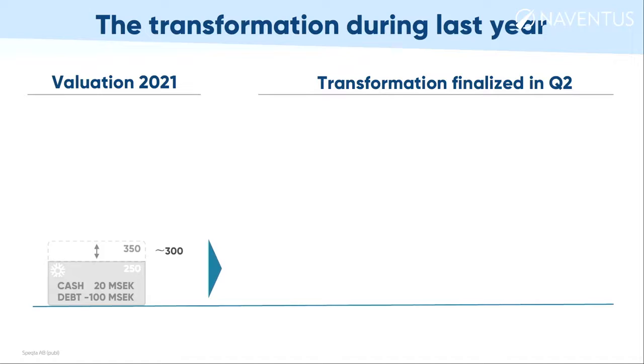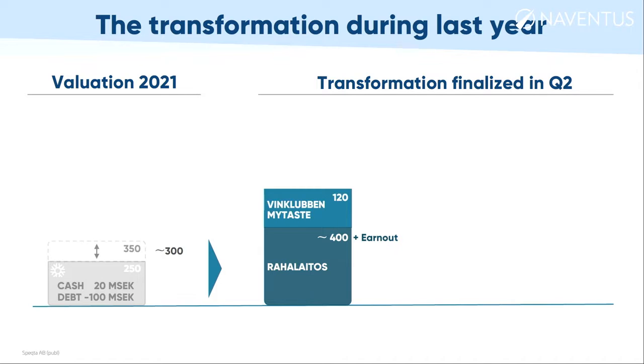So after the pandemic hit, we decided to change our strategy. At that point in time, we were valued at around 350 million SEK as a company. But when we looked at all the companies we had in our portfolio, we saw that this is worth at least double that, or maybe 3 times that. So we decided first to do a divestment of the Finnish loan broker called Rahalaitos. And we sold that to Nordic Capital about a year ago, getting 400 million just for that sale of a business. Then we sold Vinklubben, the wine club, to another listed company called Viva Wine Group, getting another 120 million in.